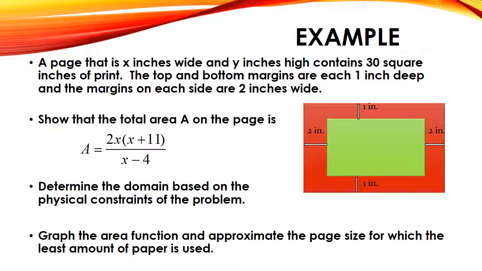Now you've got a picture, it's labeled. It's not completely labeled. You're going to need to figure out the print area. Remember that the width of it is x, and the height of it is y. And you're going to need to subtract out the margins to find the print area, and then multiply to find the print area. So pause the recording, give this a try, and resume to check your answer.